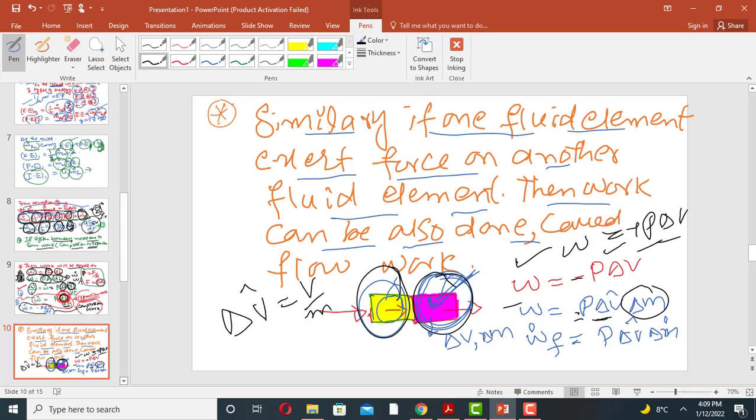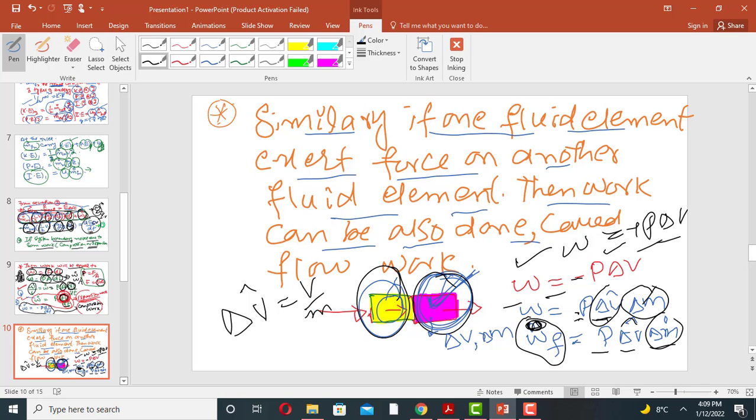Again this is the PV. As in the denominator this is mass, this mass will be cancelled with this, so it is again PV. So W is equal to P delta V into delta M, and this is the flow work. On a rate basis we will write a dot. So P delta V is specific volume into change in mass.